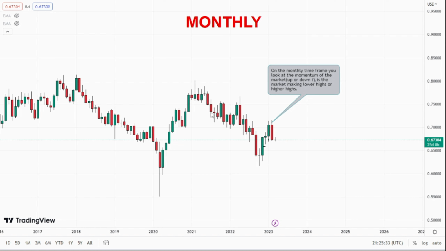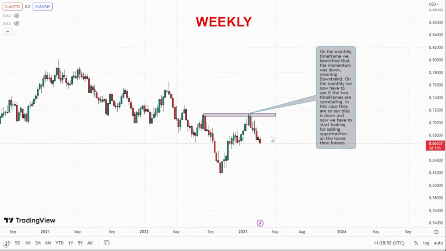After you have placed your key levels, I have already taught how to place your key levels in my previous key level video. Make sure to go watch it so that you know how to place your key levels. After placing your key levels and identifying the momentum of the market, you go down to your weekly time frame. On the monthly time frame, we identified that the momentum was down, meaning downtrend.